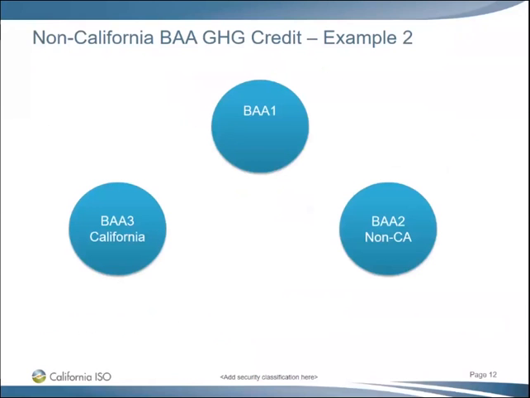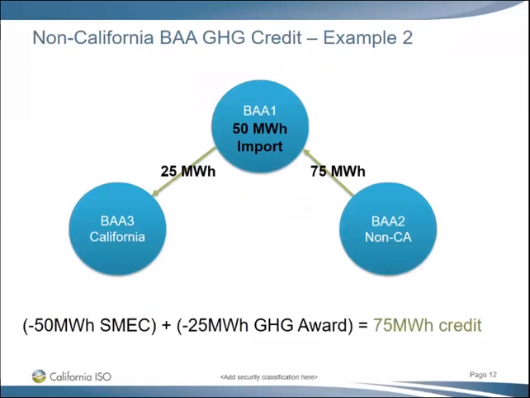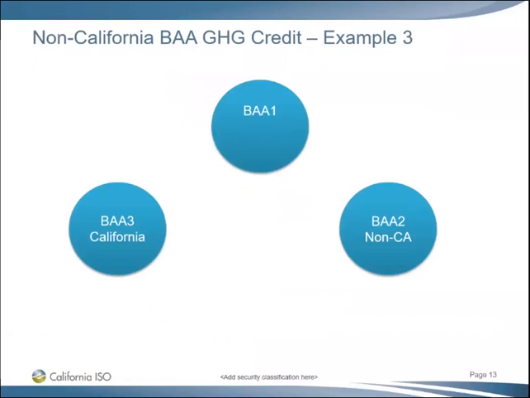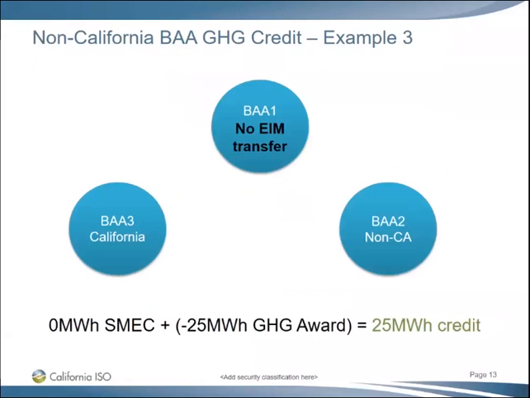Then if we look at example 2, if BAA1 is now importing 50 megawatts, if they were awarded 25 megawatts of greenhouse gas with a credit of 75 megawatt hours, in order to get the net transfer of 50 megawatt import, they would need to be importing 75 megawatts from the non-California BAA and exporting 25 megawatts to California. Likewise, for example 3, if BAA was to have no EIM transfer, just as in the second example, in the case of no EIM transfer, the resulting credit would be 25 megawatt credit.